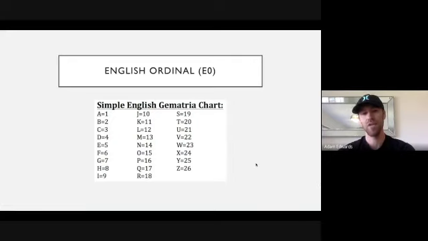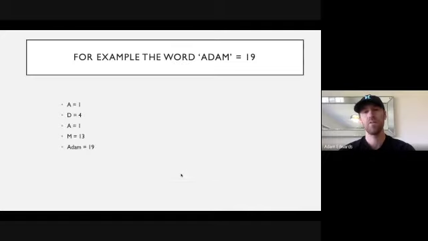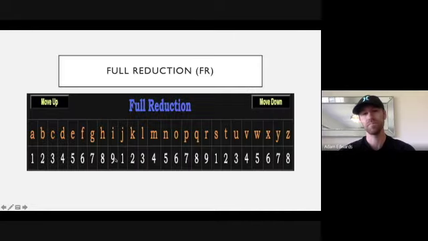So in the English alphabet, there's 26 letters. A is the first letter of the alphabet, so it equals 1, B 2, C 3, and we go all the way up until Z, which equals 26, because it's the 26th and final letter of the English alphabet. For example, the word Adam using English ordinal equals 19. A is the first letter, D is the 4th, A is the 1st, M is the 13th. Adam equals 19.